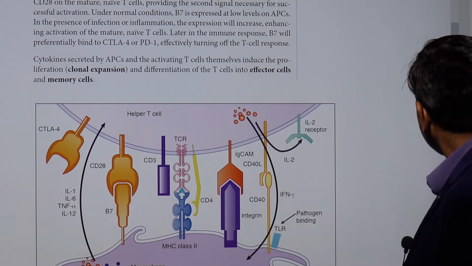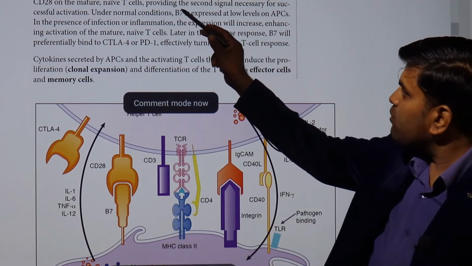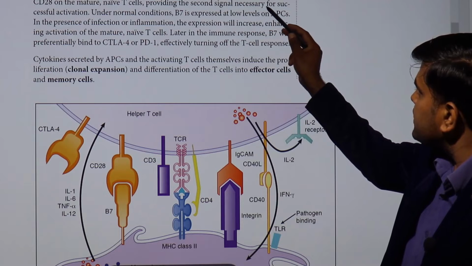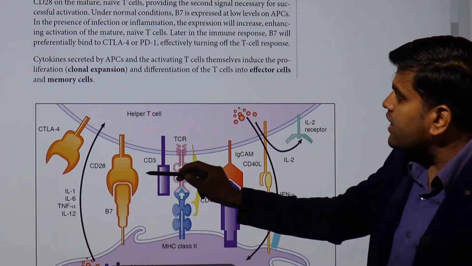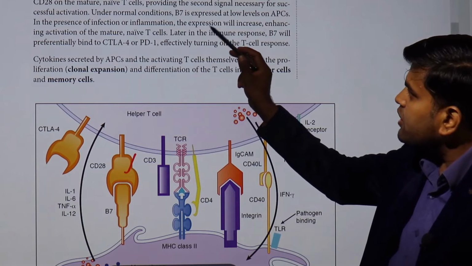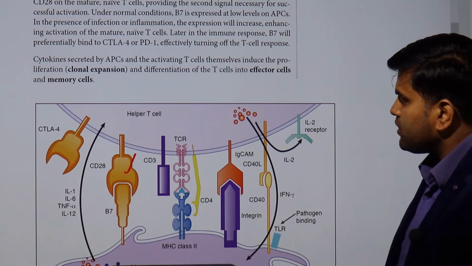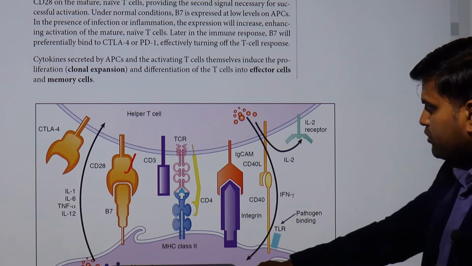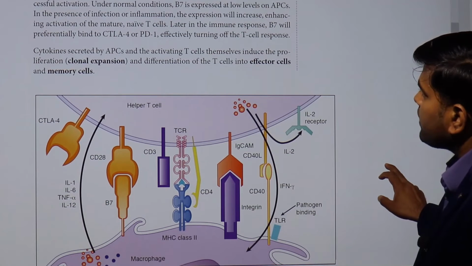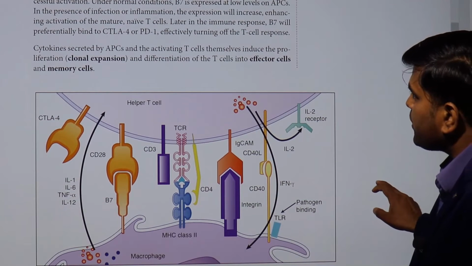So this B7 molecule, CD80 and CD86 on the APC, binds to the CD28 on the mature naive cell, providing the secondary signal for successful activation. So what was happening? You have to understand this very clearly. That will be better to understand.